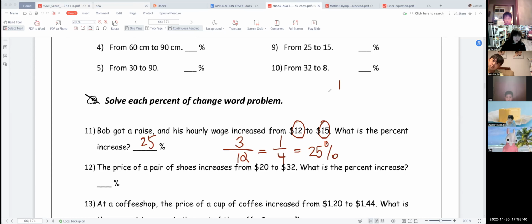Brandy, do you want me to still warm you? So 1 over 4, how to transfer to 25%? Times 25, times 25, right? So it's 25 over 100. Okay, number 12. The price of a pair.